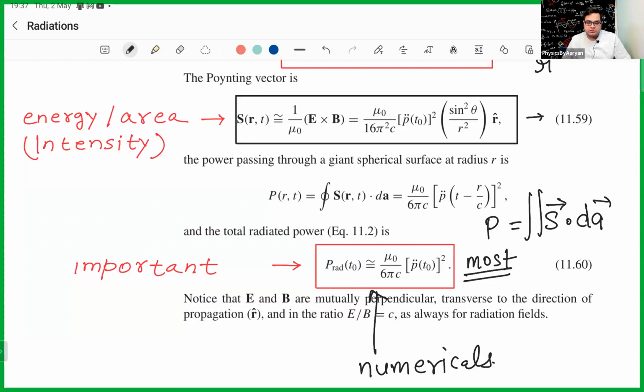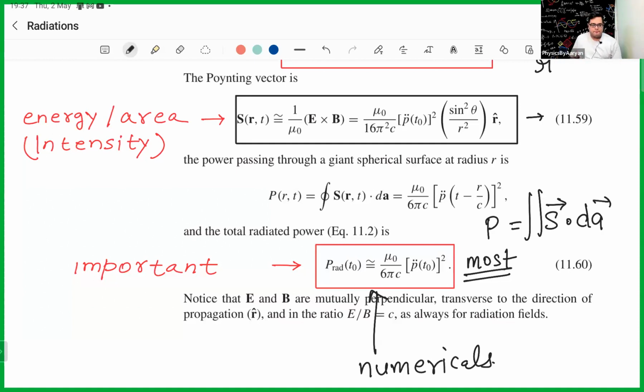Since we have to find it for some retarded time, because radiation takes some time to reach, by the time your electric field signal reaches that point, your charge configuration has changed. So you are not interested in what is right now. You are interested in what was the time when it was emitted. So relativistically, you have to talk about these things. It takes some time for light to reach. That is why you see there is a t minus r by c here. But sir, not concerned as much.